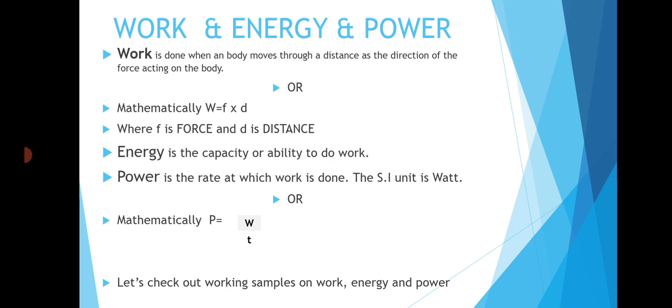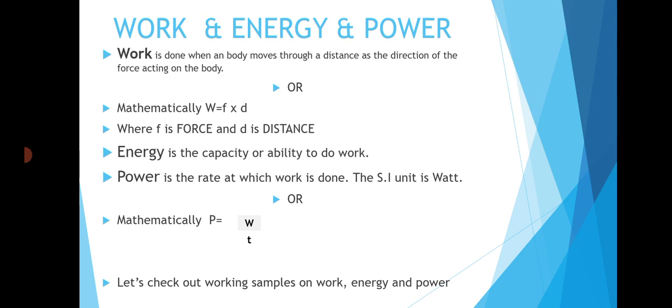Probably you could do your own research on the pulleys and also the wedge as well. Now let's go to work, energy, and power. What is work? Work is said to be done when a body moves through a distance in the direction of the force acting on the body. Or mathematically, you can see that W is equal to F times D, where F is force and D is distance. What is energy? Energy is the capacity or ability to do work.